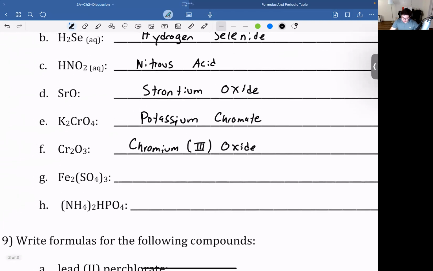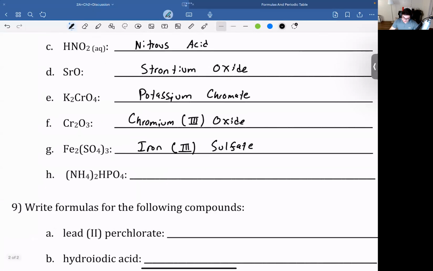Going back to G. Same thing, same idea here. So first you have to figure out what the transition metal charge is. So Fe is iron, and then SO4 should have a charge of 2-. Let me double check. That is correct. So SO4 is a 2-. So this is what? 2- times 3 is -6. There's 2 iron, so each iron, again, has to be a +3. So iron(III), and then this is sulfate. Done.